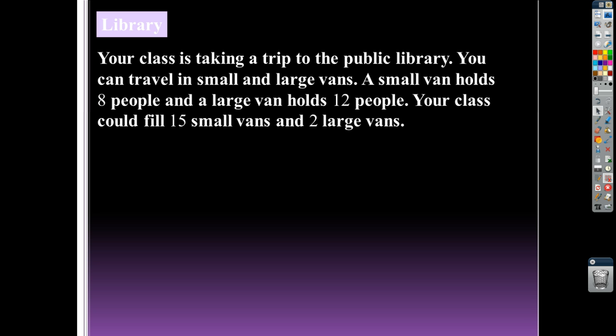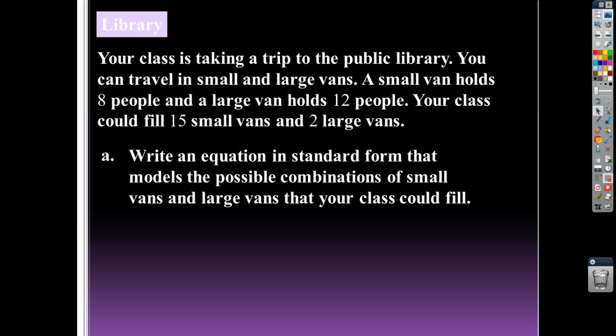All right, moving on. Let's say your class is taking a trip to the public library. You can travel in small and large vans. A small van holds 8 people and a large van holds 12 people. Your class could fill 15 small vans and 2 large vans. Okay, write an equation in standard form that shows the possible combinations.